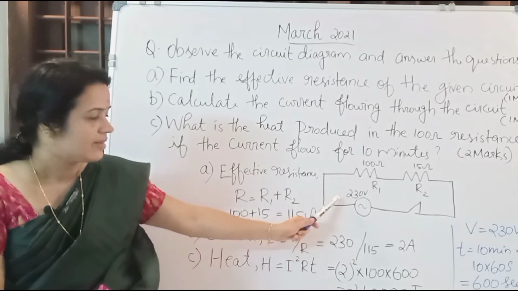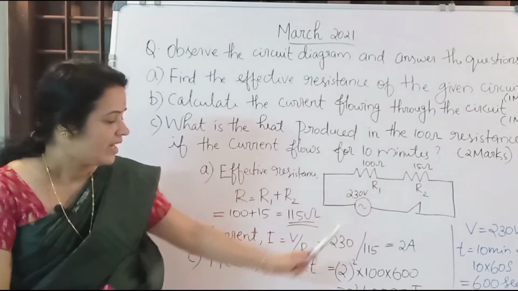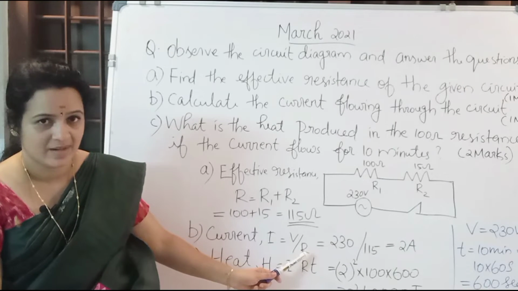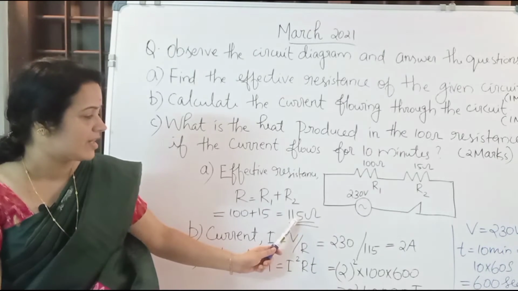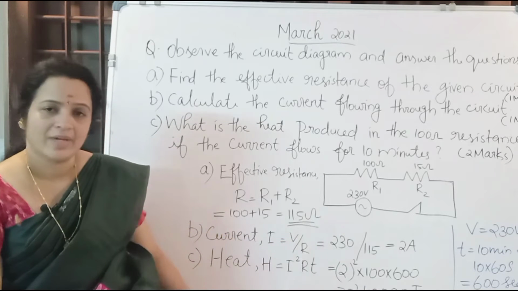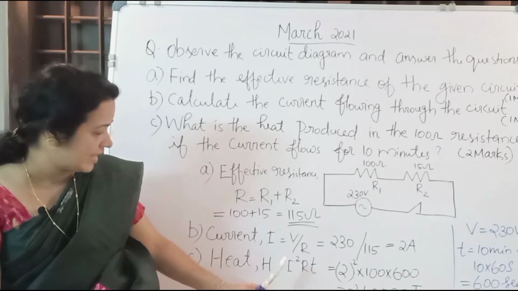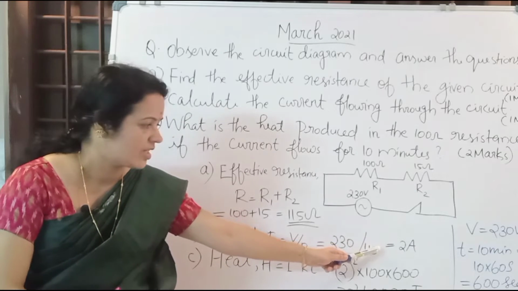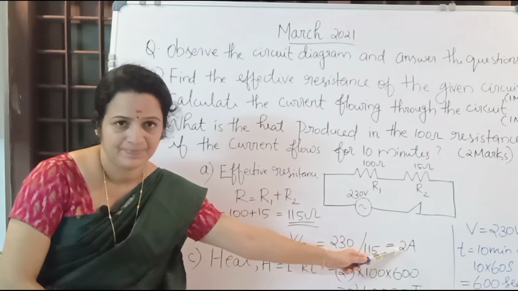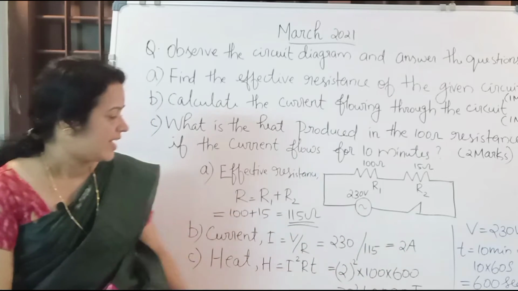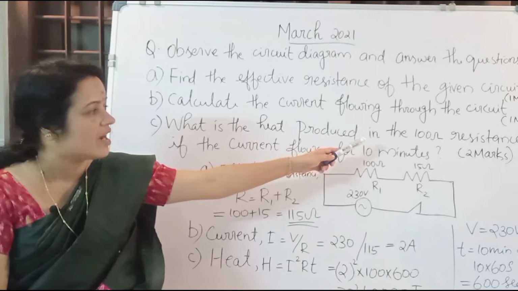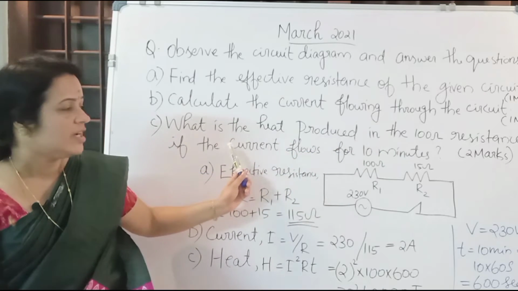I will be equal to V by R, isn't it? So what is V? That is 230 volt. And what about R? R we have calculated now, right? What is R? That is 115 ohm. So can we substitute? So we will get I is equal to 230 by 150. So that is 2 amperes. Is it clear?